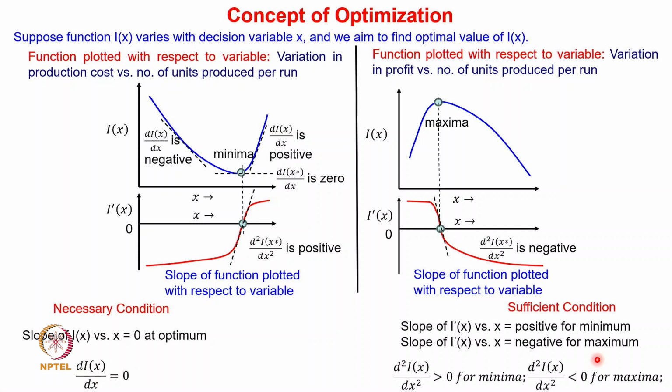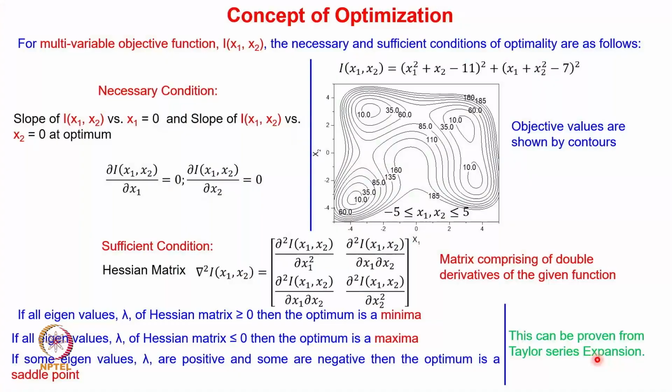In the last slide we have seen only a single variable optimization problem where the objective function was related to only a single variable. But in a real life problem, typically multiple decision variables are there, isn't it? So in case of multivariable optimization problem, the condition of optimality changes slightly. In this case, a typical problem, the Himmelblau function, is shown here. You can see that the objective function is a function of two variables x1 and x2.